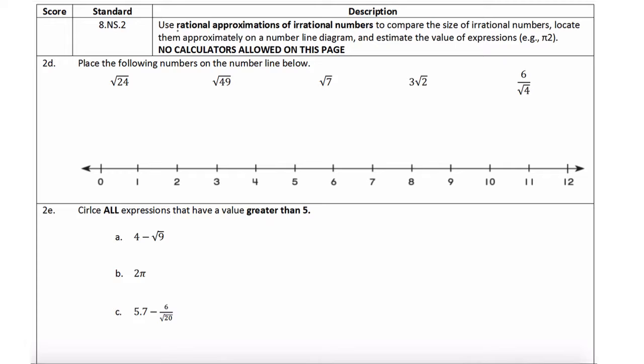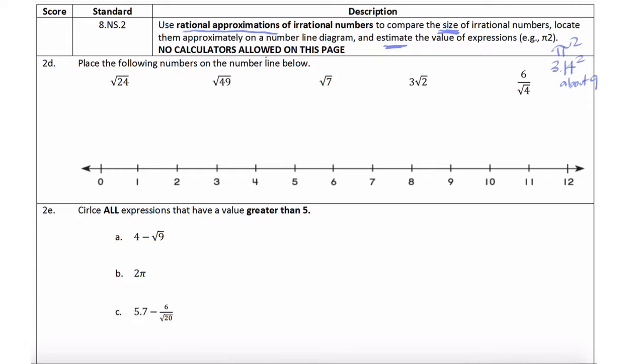So this standard has you make approximations of irrational numbers to compare the size of the irrational numbers, locate them on a number line, and estimate the value. For example, pi squared would mean approximately 3 1/7 squared, which is a little bit more than 9. So it's about 9. Remember, we're doing an approximation using a fraction, not using an exact value. And we're estimating the value of an expression.